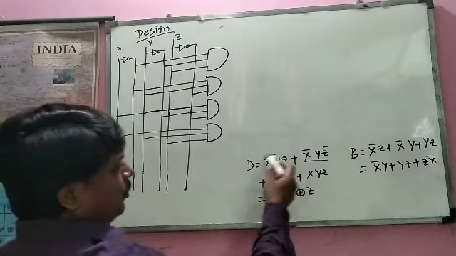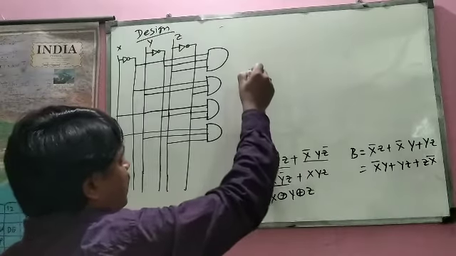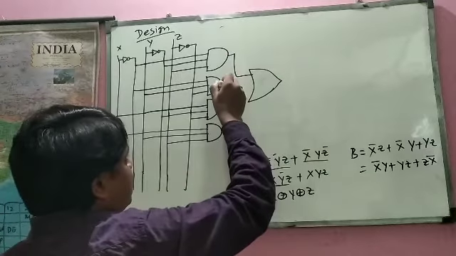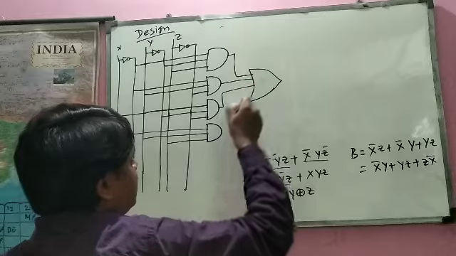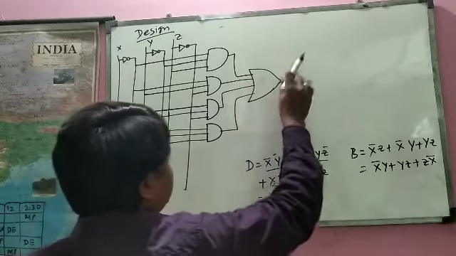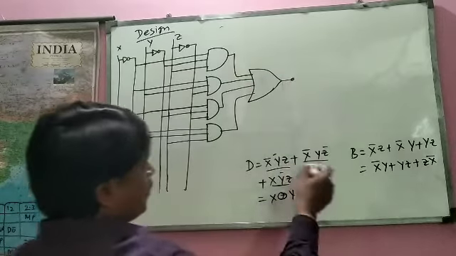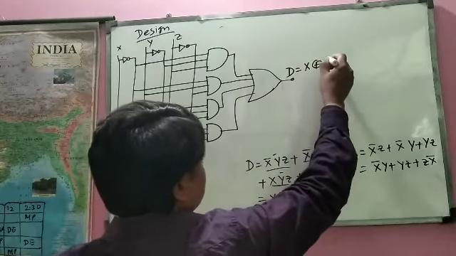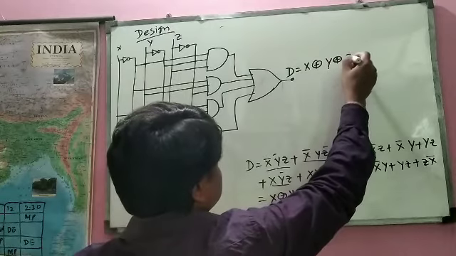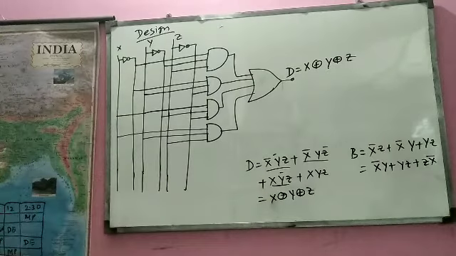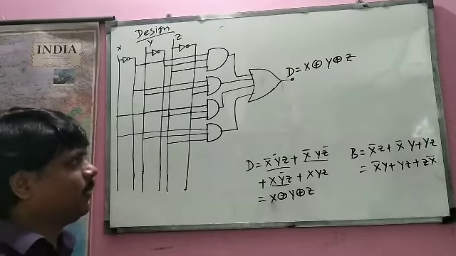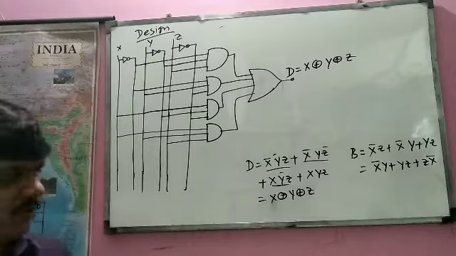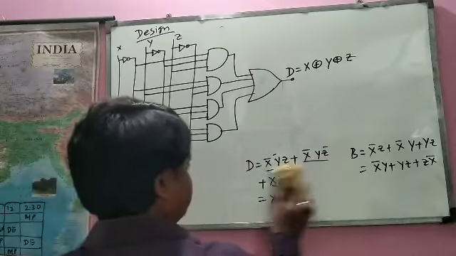Now we will sum up all these terms. For summing, we will take one OR gate. Take the outputs from here, from here, from here, and from here. It gives the sum of all these terms, so it is the difference, which may be written as X XOR Y XOR Z. Okay, so we have now got the difference. Now delete these terms also.